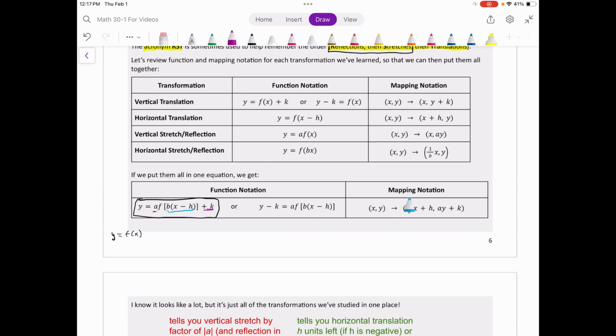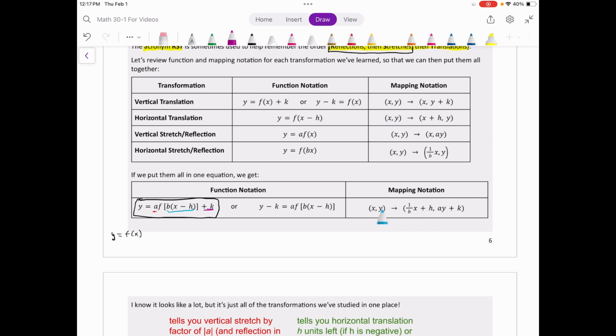So similarly for mapping notation, x gets multiplied by 1 over b and then gets h added to it. So we're just doing both of them. We're showing what happens to each x. Well, first it gets multiplied by 1 over b, and then we add h to it if we did a stretch and a translation.